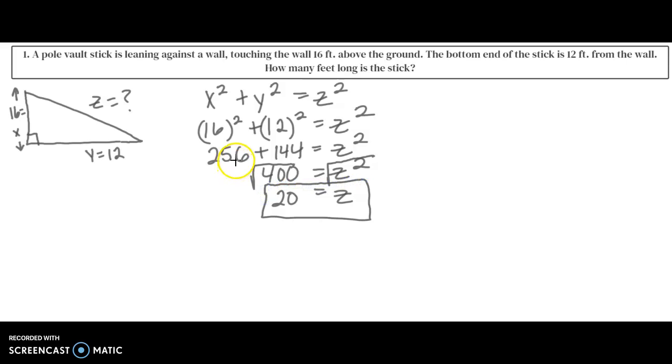So the answer to your question, how many feet long is the stick? It is actually 20 feet long. And that is your final answer.